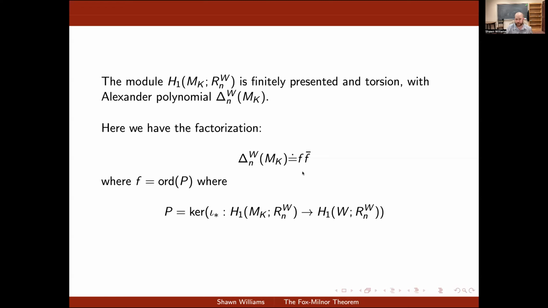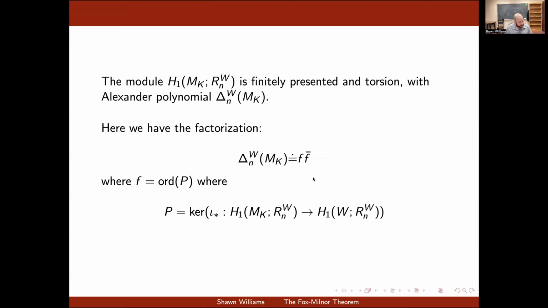So here the factorization actually obeys another property that we saw before with the Fox-Milnor case, that it's realized by taking the order of P, where P is the kernel of this induced homomorphism. And I believe I should have this saying Pn because we want this n to depend on this n, but it's fine. Okay. So what I want to do is find a modification for my knot that in some sense is compatible with this coefficient system that I have on M_K, that allows us to get this factorization.